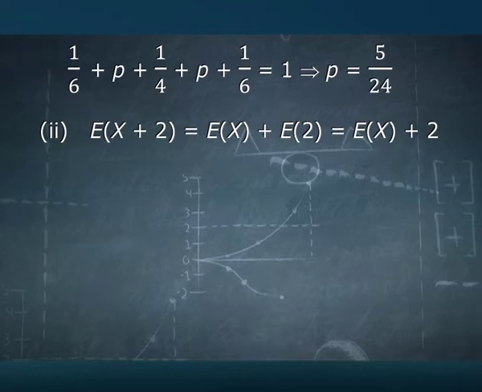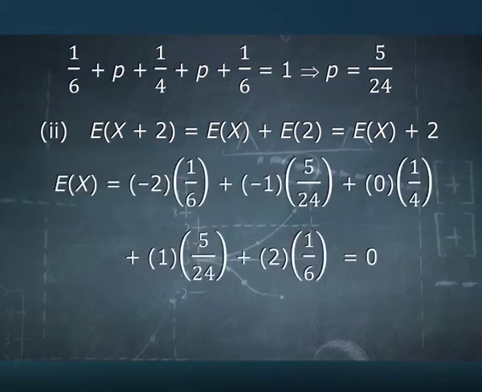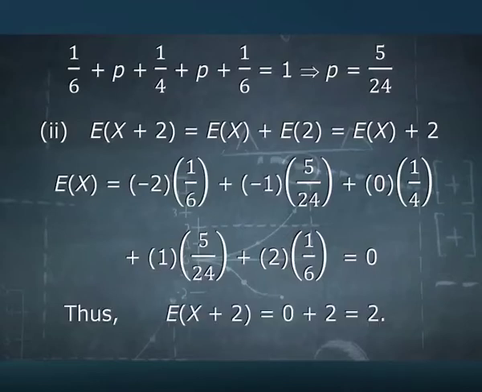In the second part of the question, we have to calculate the expected value of X plus 2. This is equal to expected value of X plus expected value of 2, which is equal to expected value of X plus 2. Now, let us calculate expected value of X. This is equal to minus 2 times 1 by 6 plus minus 1 times 5 by 24 plus 0 times 1 by 4 plus 1 times 5 by 24 plus 2 times 1 by 6. The whole thing is equal to 0. Thus, expected value of X plus 2 will be equal to 0 plus 2, which is equal to 2.